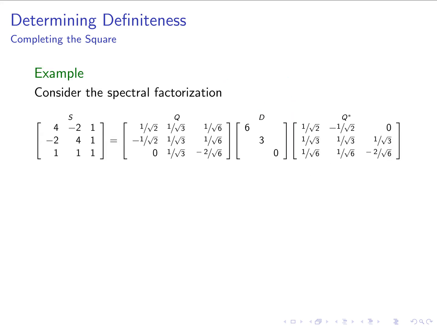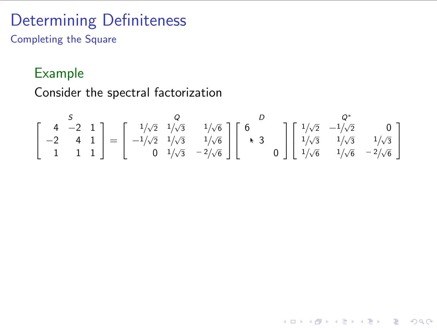Let's look at another example where we have a spectral factorization. So here in our example, we have a spectral factorization of a 3 by 3 Hermitian matrix. So this is an expression where S is a 3 by 3 Hermitian matrix equal to Q, which is a matrix that's 3 by 3 with orthonormal columns, times D, which is a 3 by 3 diagonal matrix with real diagonal entries, and Q conjugate transpose. How can we read this data? Well, the data on the diagonal of D gives us the eigenvalues of S. So here, the eigenvalues of S are 6, 3, and 0.